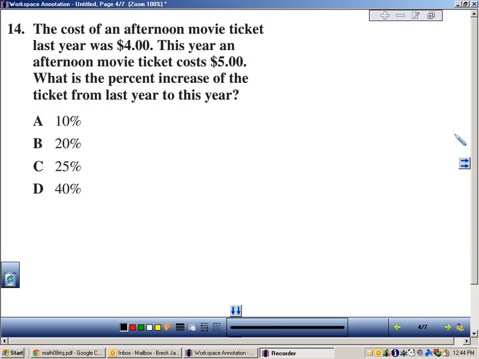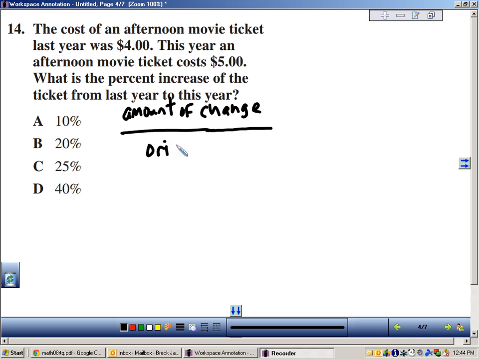Okay, the cost of an afternoon movie ticket last year was $4. This year, an afternoon movie ticket costs $5. What is the percent increase of the ticket from last year to this year? So anytime you're answering these types of questions, you want to remember that the amount of change, right? Amount of change. So what was the change between the numbers? What's that amount? So you subtract over the original amount before the change, right?